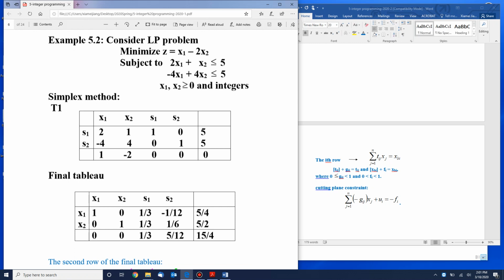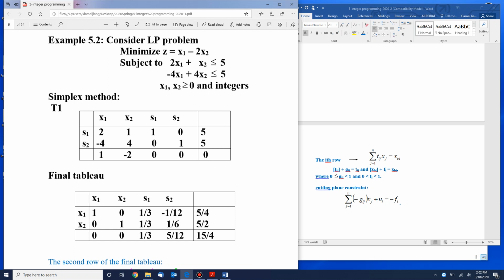So here we are going to talk about another minimization problem. Here I have to say that the minimization is not on purpose. I can turn it into maximization all the same: maximize z prime equals minus x1 plus x2. Okay, we can change it to that.